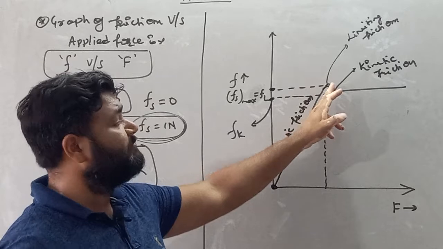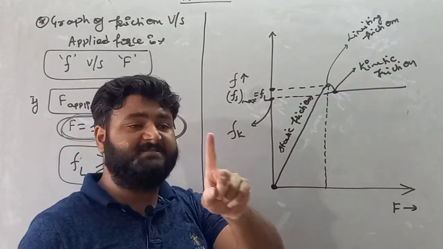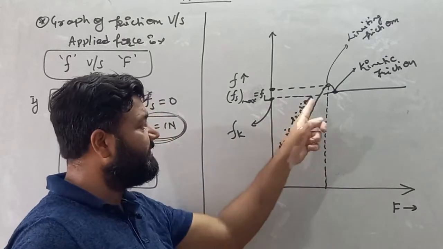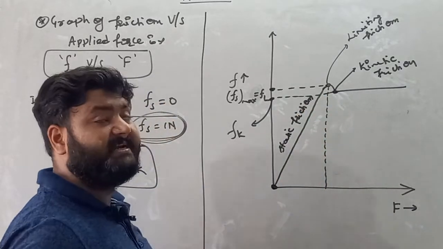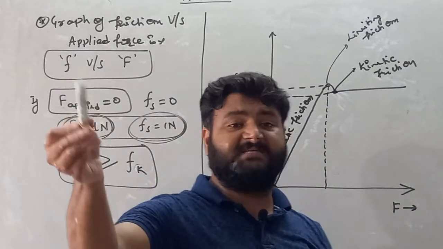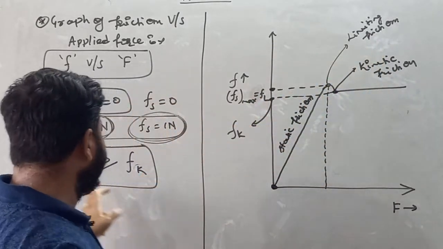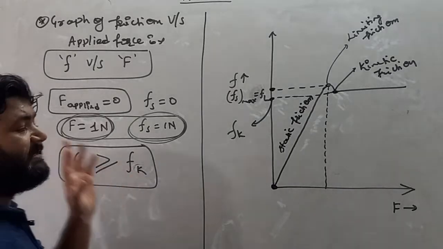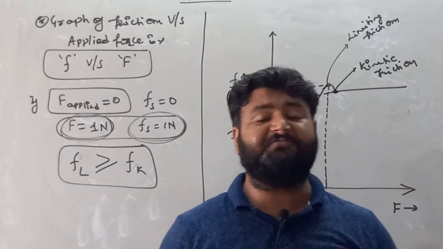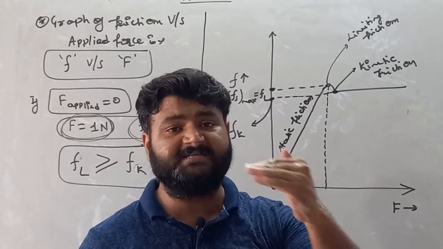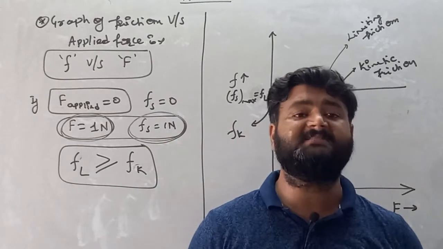After achieving its maximum value, that maximum value, my dear student, is called limiting friction, which is constant. Static friction is variable friction. It changes its value by change in applied force. But once the body is ready to move, then that force is basically equal to limiting friction, which is fixed, my dear student. And we know that limiting friction is greater than or equal to kinetic friction. And after achieving the value of limiting friction, if you change the value of applied force, the body starts moving. And if the body starts moving, then the nature of friction, my dear student, is kinetic.